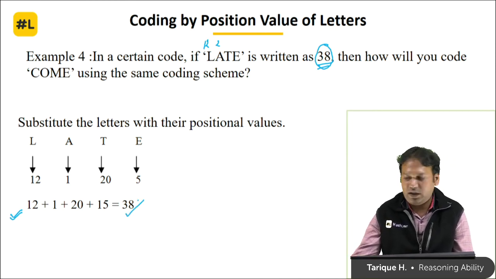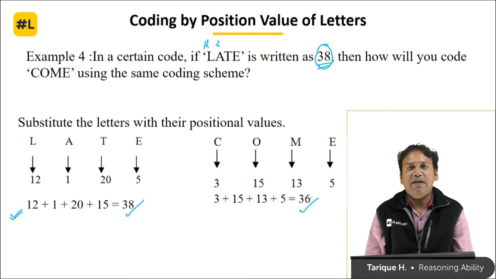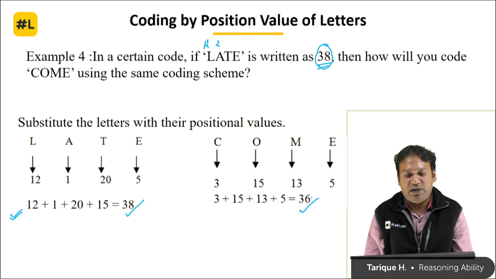Same thing if we do with the word come, then we will get the answer as 36. The positional value of each letter, C is 3, O is 15, M is 13, E is 5, add them and that will get you the answer.